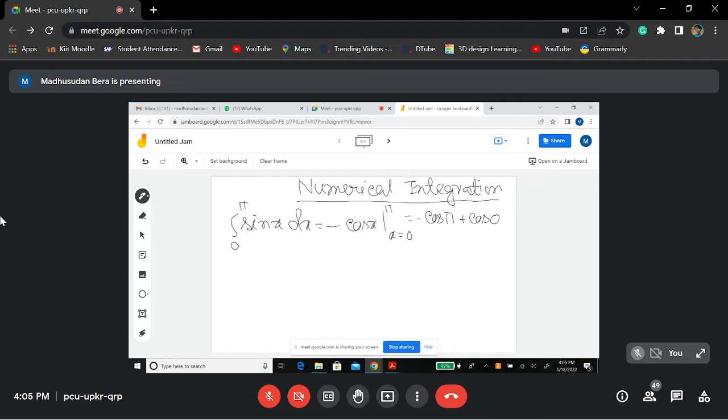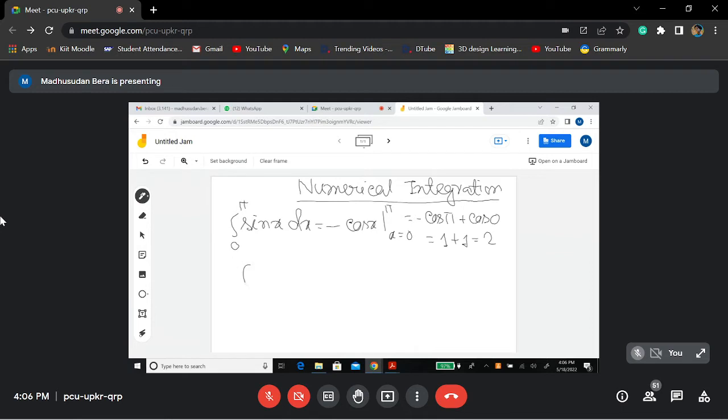So what is the value? Cos pi is minus 1. So 1 plus 1, that is 2. The value is 2. Here, what are we doing? We are integrating sin x, then we are putting the limits. So that is the process.